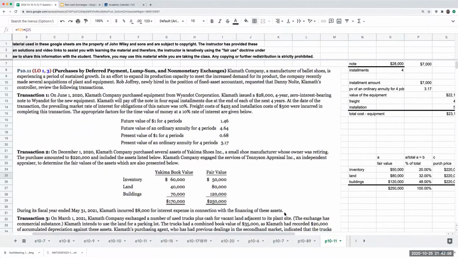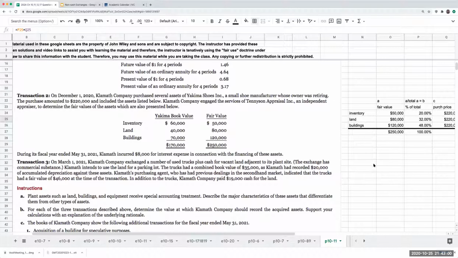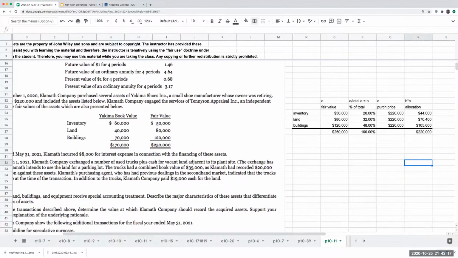Okay, so transaction 3. On March 1st, Klamath exchanged a number of used trucks plus vacant land adjacent to its plant site. It has commercial substance, so we're going to recognize any gains. The trucks have a combined book value of 35,000. So this is the book value.